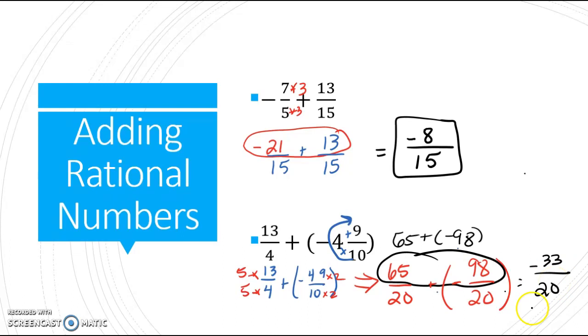20 can go into 33 one whole time, but it is a negative number. And so when we take 20 away from 33, we're left with 13/20. So our answer is -1 and 13/20.